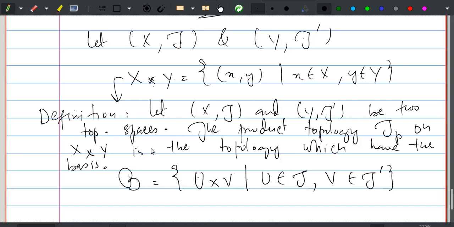So any element in T sub P is going to be a union of elements of the basis B. I mean, if we look at the collection of all possible unions of elements of B, that collection is going to be your T sub P, and this T sub P will be a topology on this X cross Y, which is called the product topology. Now we are going to do more on product topology in the next lecture.